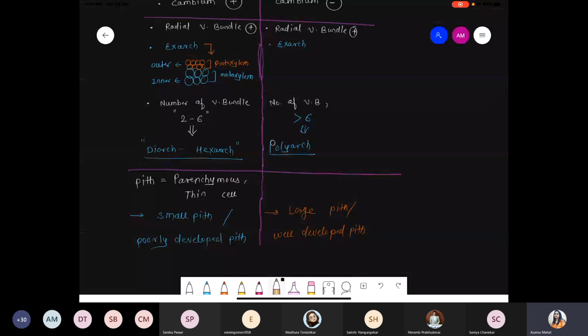Okay, so any doubt from today's class? Because next class we start with the anatomy of the stem and the anatomy of the leaf. Any doubt?